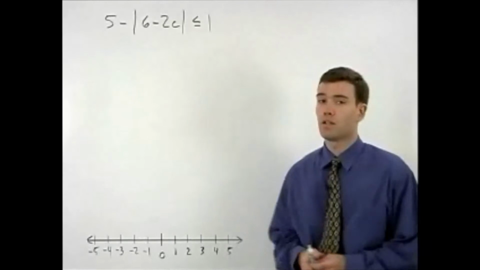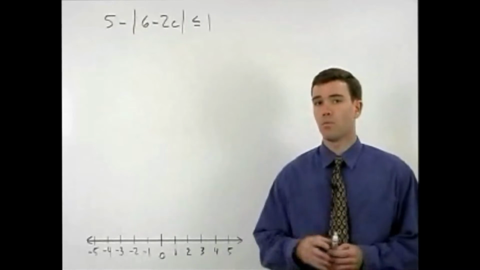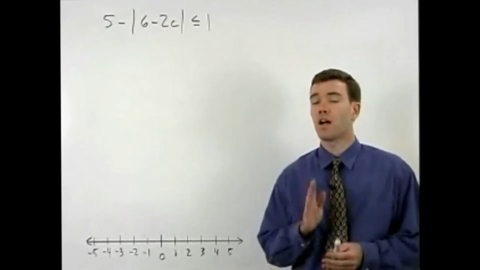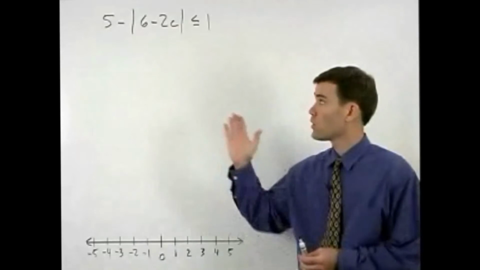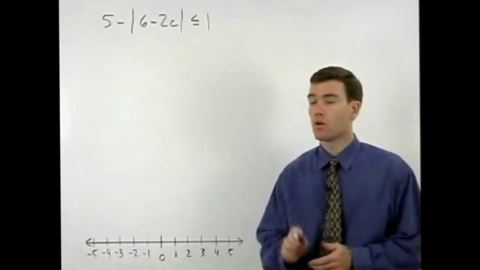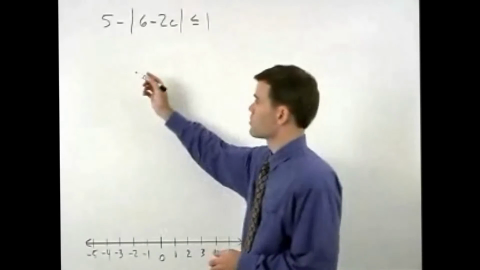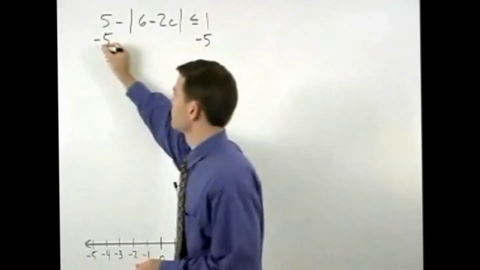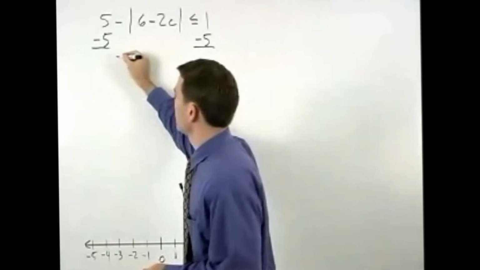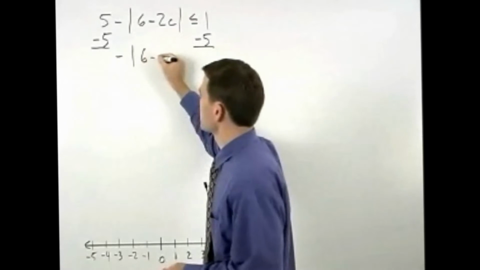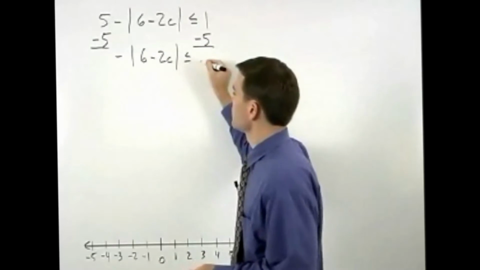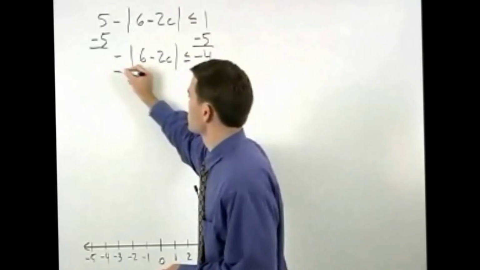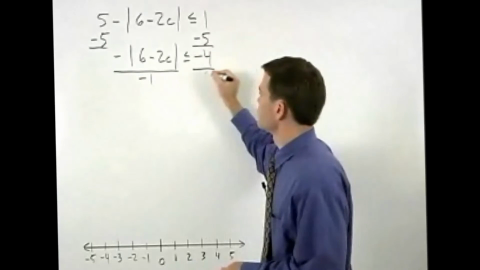For the problem you see here, it's very important to understand that before we can split things up into two separate inequalities, we must first isolate the absolute value on one side of the inequality. So our first step in this problem is to subtract 5 from both sides of the original inequality. That gives us negative absolute value of 6 minus 2c is less than or equal to negative 4. Next, we would divide both sides by negative 1.